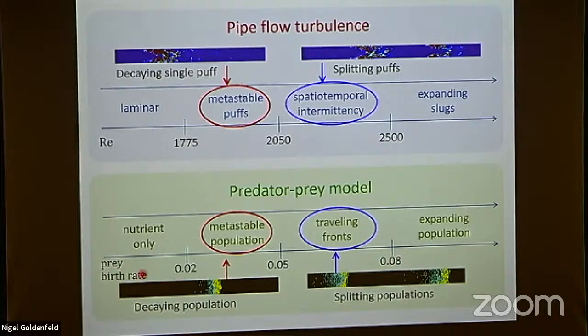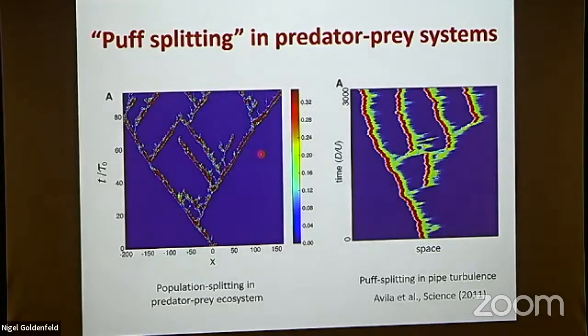If you increase the birth rate, so you can have coexistence of predator and prey, the population splits into two like this. So you have the complete analog of this phase diagram. Here are the pictures. This is in pipe turbulence. This is turbulence intensity as a function of space and time, showing the puff moving backwards. Somebody asked about this in the lab frame, slightly moving backwards and then splitting. Here we have the same thing in the predator-prey ecosystem, doing the same thing.